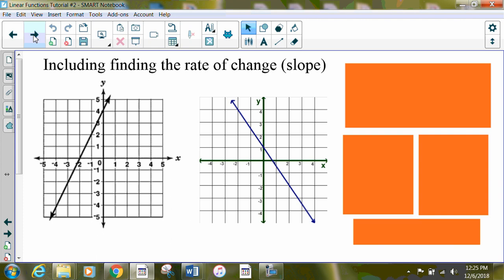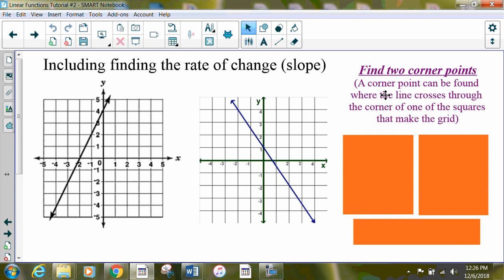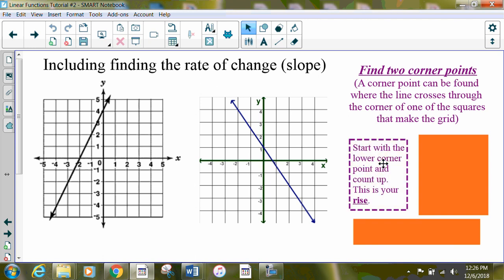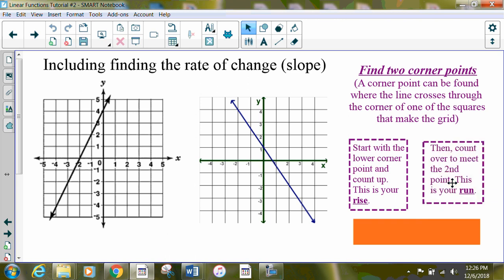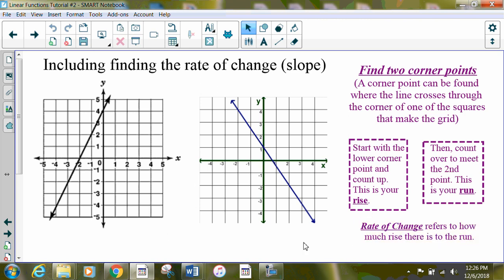We also talked about finding the rate of change. Rate of change and slope, those two words are interchangeable. We talked about finding two corner points, starting with the lowest corner point, and finding your rise by counting up, and then running over to meet your second point, which of course would be called your run. And so the rate of change refers to how much rise there is to the run. So that was last class.